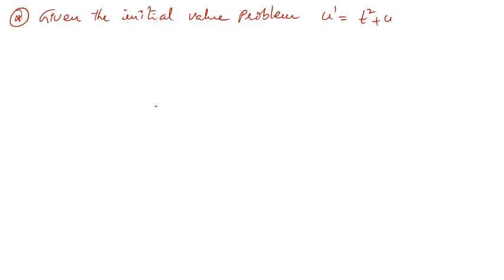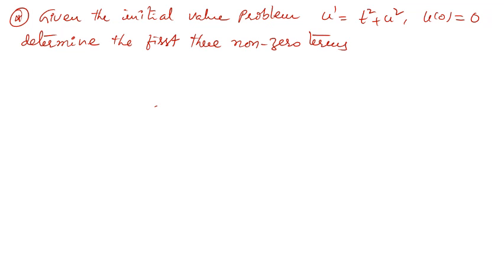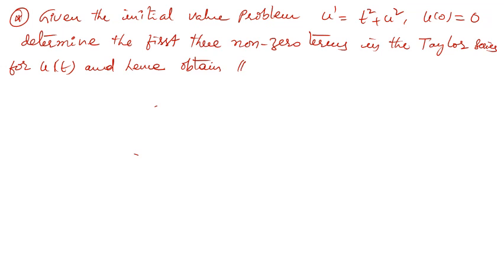Now, based on Taylor series, see one problem. Given the initial value problem u dash equal to t square plus u square, with u of 0 equal to 0. Determine the first three non-zero terms in the Taylor series for u of t, and hence obtain the value for u of 1.